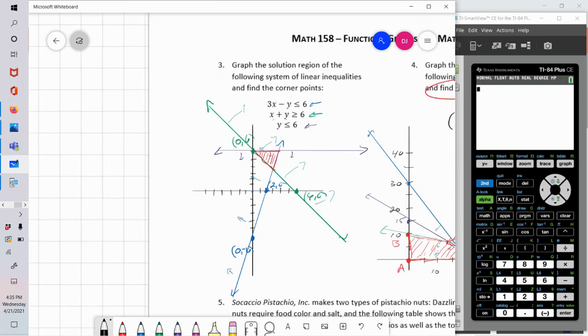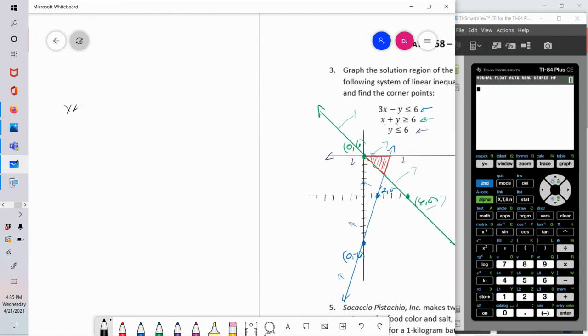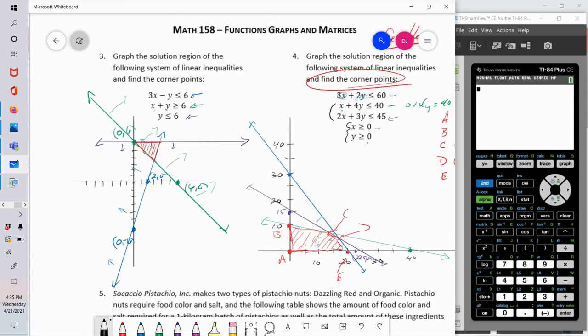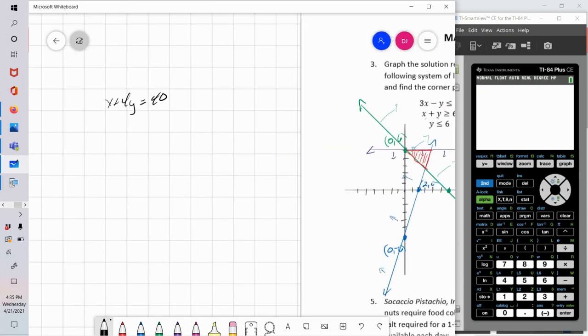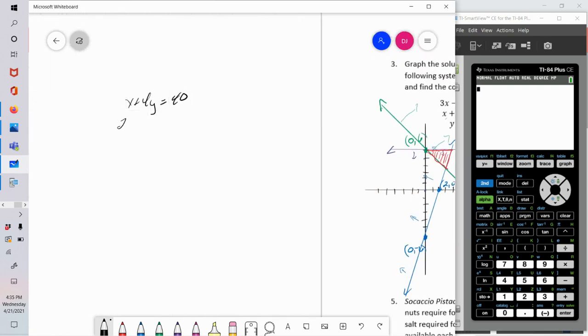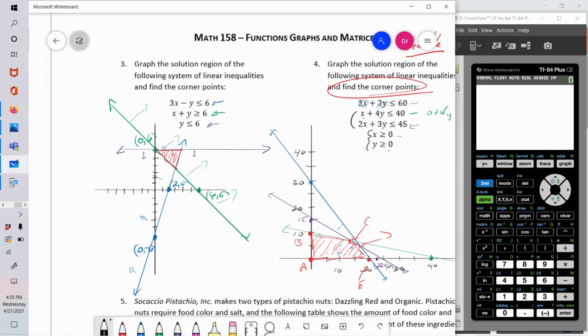I need to find the point where x plus 4y equals 40. And the purple line, 2x plus 3y equals 45. 45, not 55. Right, double check. C is the point where the green and the purple line intersect.